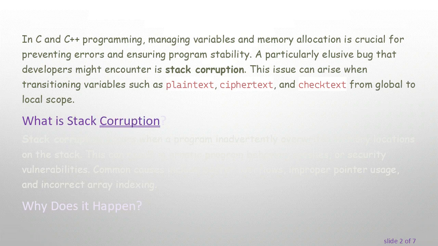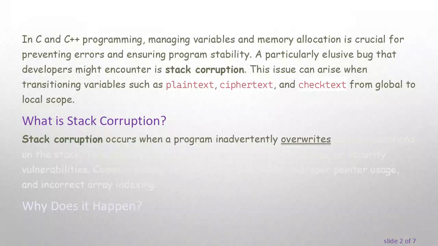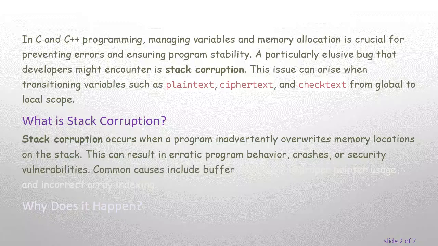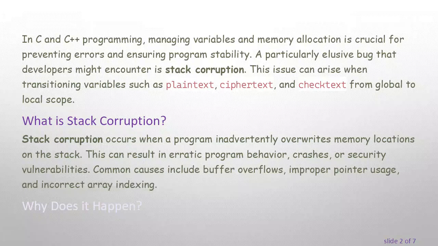What is stack corruption? Stack corruption occurs when a program inadvertently overwrites memory locations on the stack. This can result in erratic program behavior, crashes, or security vulnerabilities. Common causes include buffer overflows, improper pointer usage, and incorrect array indexing. Why does it happen?